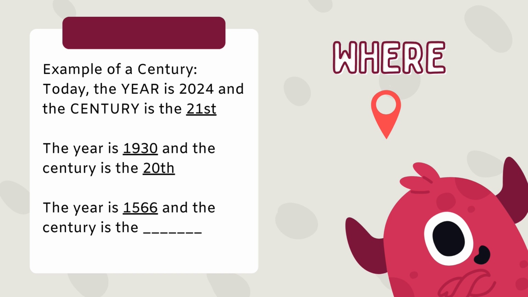Here's how you find a century with a date. If the year is 2024 and the century is the 21st century, how did I get that result? It's simple. When you have a year like 2024, you add 1 to get the century. If you have a century like the 20th century, you can get the years by subtracting 1 and come up with the 1900s.